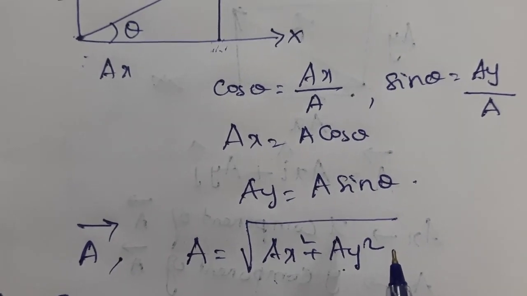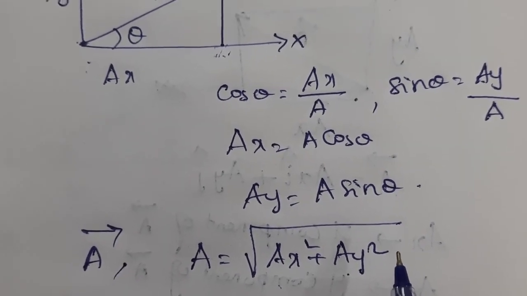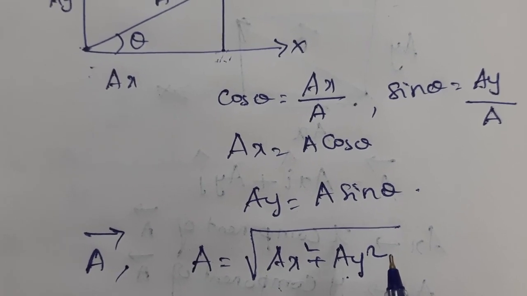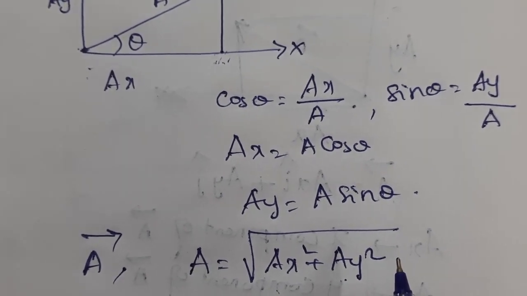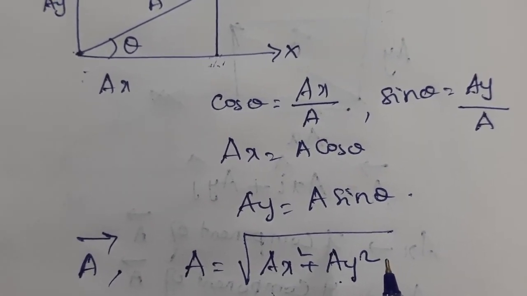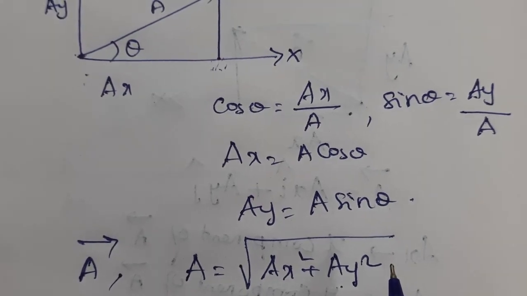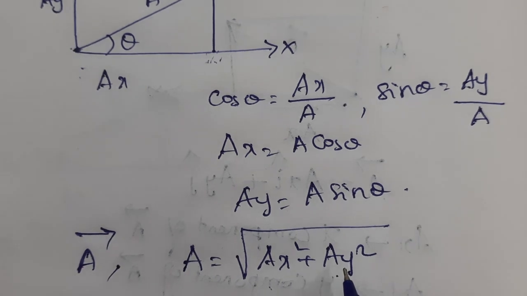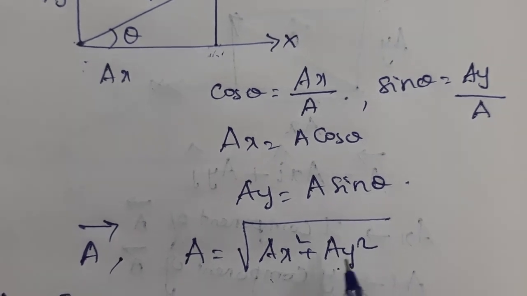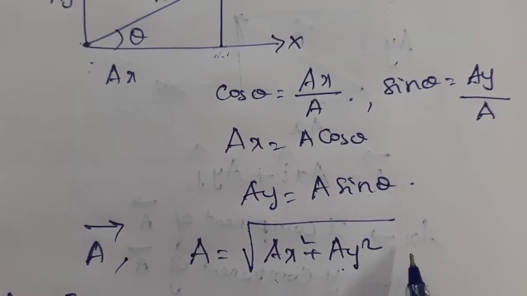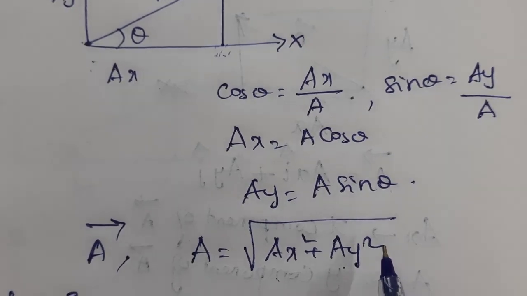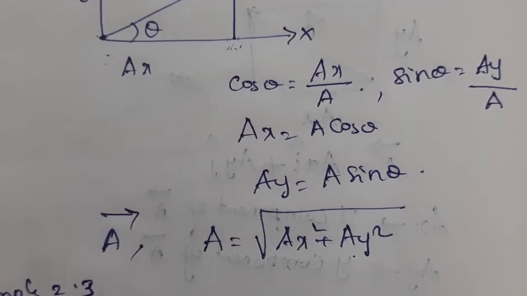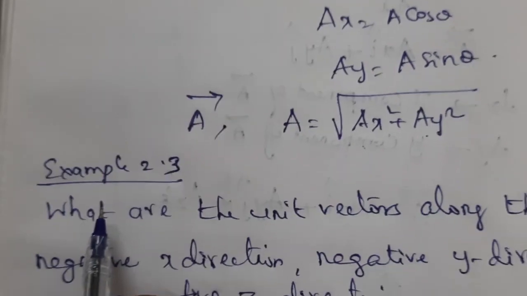So we have seen the components of a vector. In 2 dimensions, ax i cap plus ay j cap. In 3 dimensions, ax i cap plus ay j cap plus az k cap. The magnitude a can be written as root of ax square plus ay square, and in 3 dimensions we can write plus az square. Alright, let's move on to the problem example 2.3.